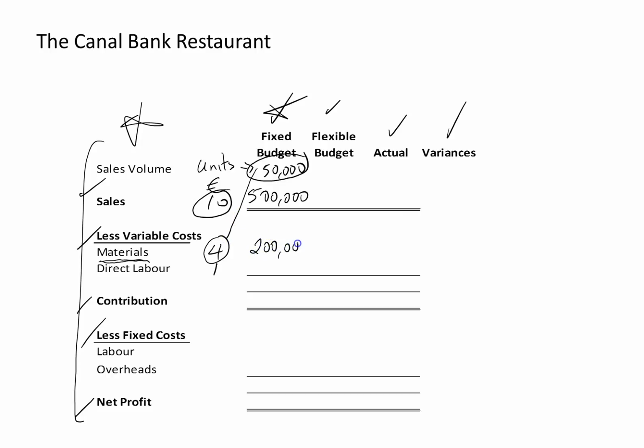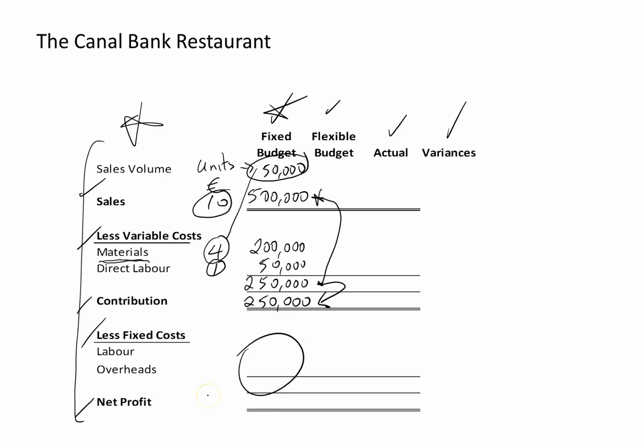So we would expect to spend 200,000 in food and beverage, and the direct labour cost would be equivalent to €1 per customer. So that would be 50,000. That gives it a total of the variable costs of 250,000. Now, I'm going to have my sales revenue here. I'm going to take away from my sales revenue my total variable cost to get my contribution. Remember, it's always sales less variable cost gives contribution. So my contribution figure here will be 250,000.